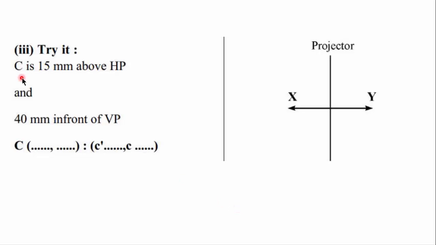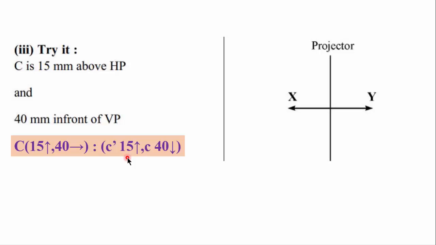Try it yourself. Point C is 15 mm above HP and 40 mm in front of VP. So write it in this format. C, fill in the blanks. Completed? Now use the distance of HP as it is here. Distance from VP, rotate the arrow in clockwise sense through 90 degree to get the details of plan. Completed it? Okay, now check it.